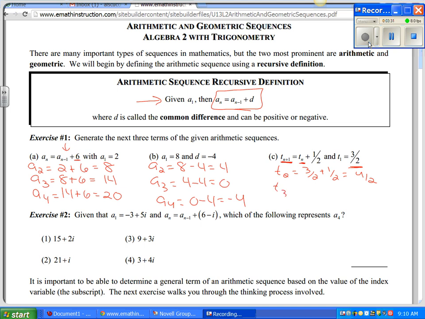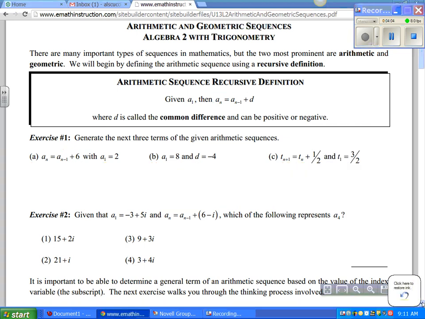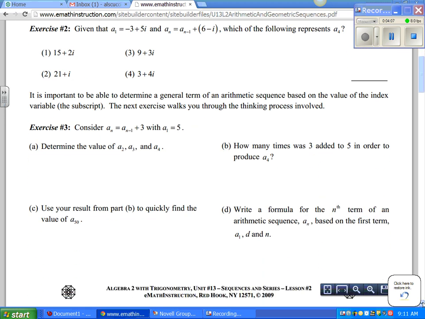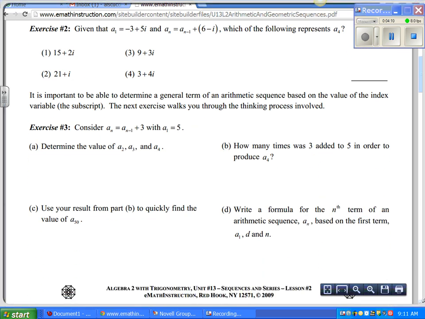T sub 3, how do I find it? Which is? Good. And T sub 4? Which is? Okay. So here's 3, here's 2. 2, 5 halves, 3. Okay, ready? So are we getting the drift of recursion, guys? You just take the previous term and plug it in. We got it. We're good.